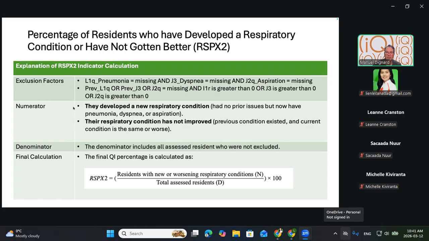So homes use this to monitor the effectiveness of respiratory care strategies, right? Such as infection prevention, suctioning protocols, hydration support, early identification of respiratory decline. If your rate is trending high, it may signal a need to evaluate your clinical assessments or care interventions related to pulmonary health.